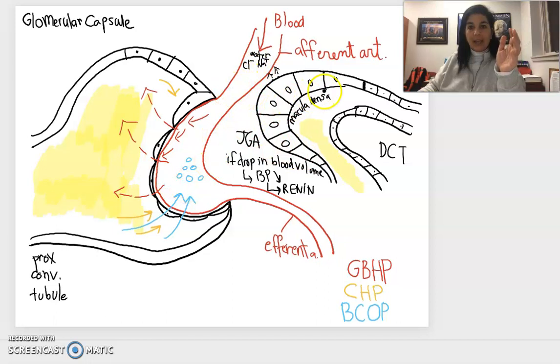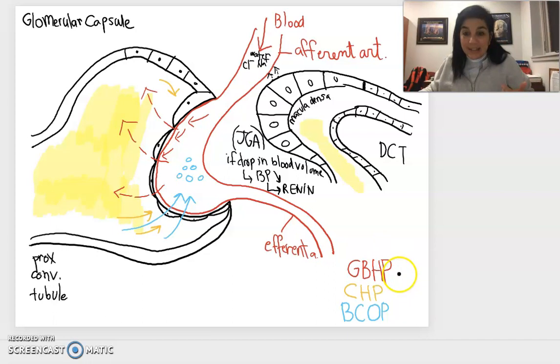glomerular capsule and the distal convoluted tubule with its juxtaglomerular apparatus over here. These cells are very specialized cells that are monitoring what's coming in, because they want to see if there's a problem with the pressure here. If blood pressure drops, what could be the problem? Right? If blood pressure drops, can you see if there's a problem here? The problem is that this glomerular blood hydrostatic pressure is not going to be enough to have a net filtration of the fluid into the capsule.